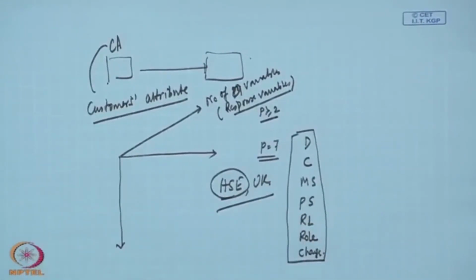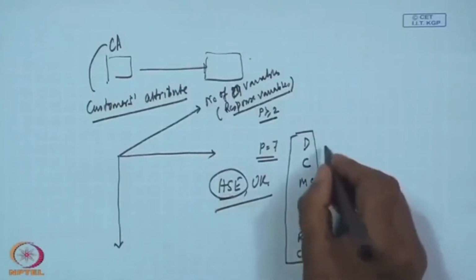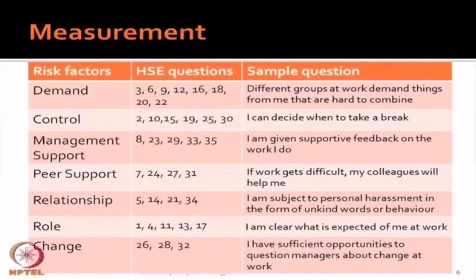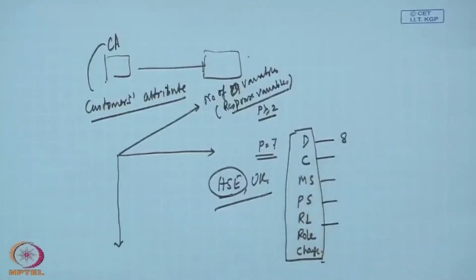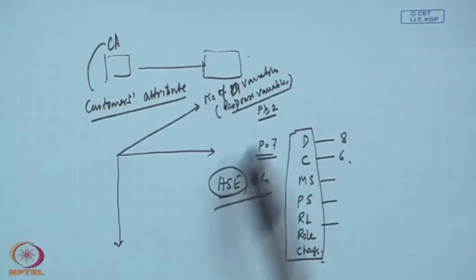So, the first work is that we have to measure those variables. How do we measure? HSE has given questions against each of the factors. For example, in order to measure demand there are 8 questions given; for control there are 6 questions. These questions will be administered to different groups of people and their responses will be collected. Those responses will be our measured values, correct.